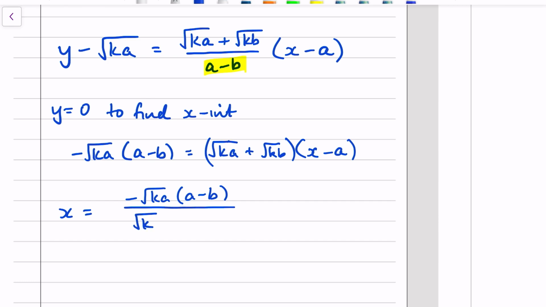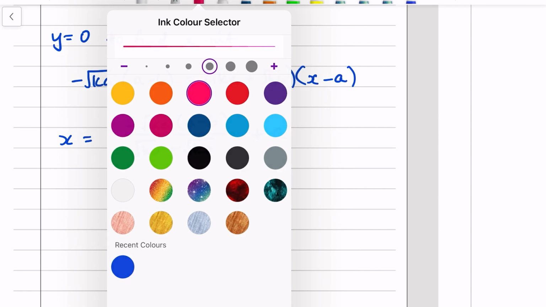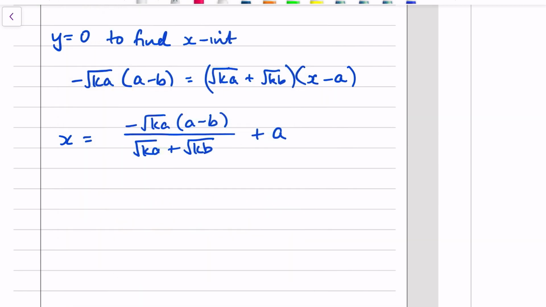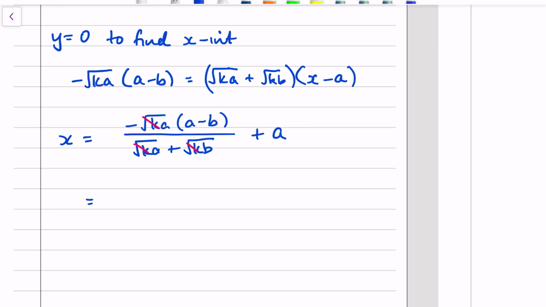Oopsies, my surd needs to go over the a, plus a. We can do a little bit of tidying up. The first thing we can note is that we can divide through by root k on top and bottom. And just be careful because the a is still under the surd in the front. So we've got minus root a all times a minus b over root a plus root b.